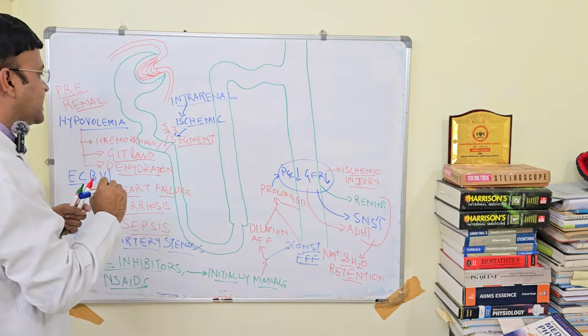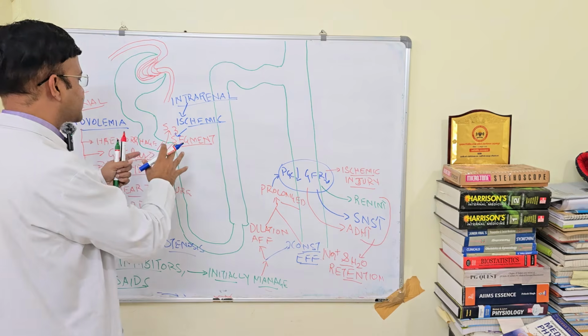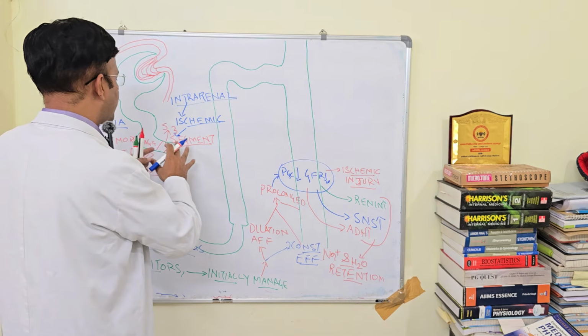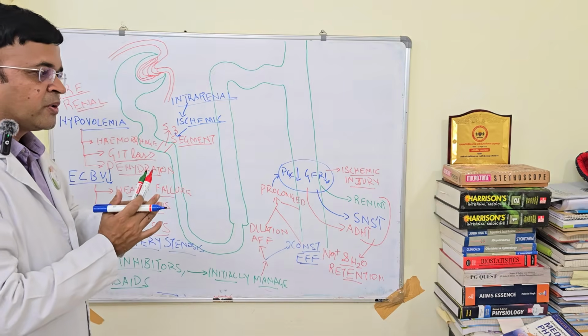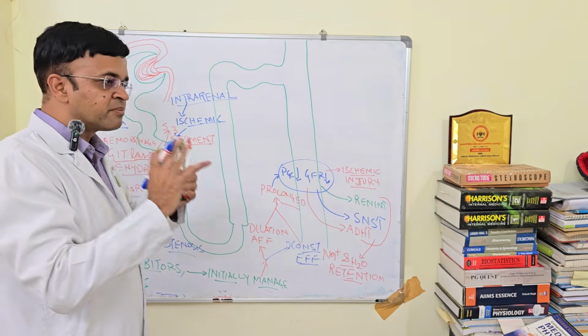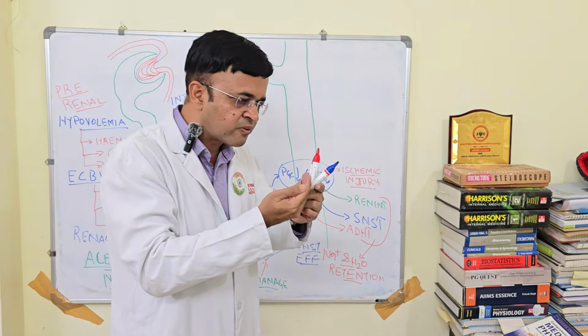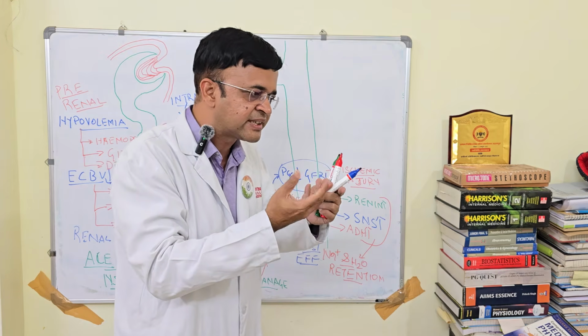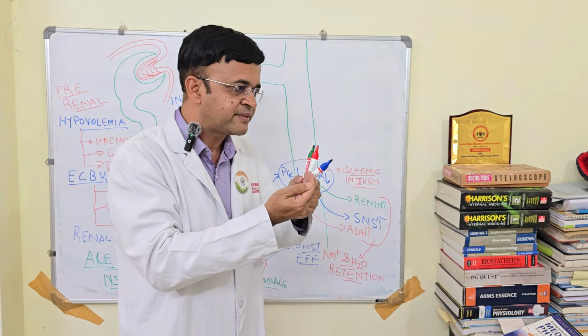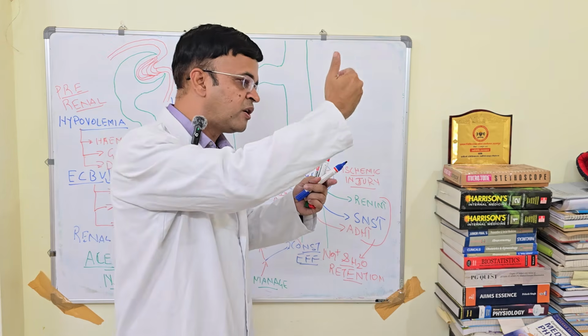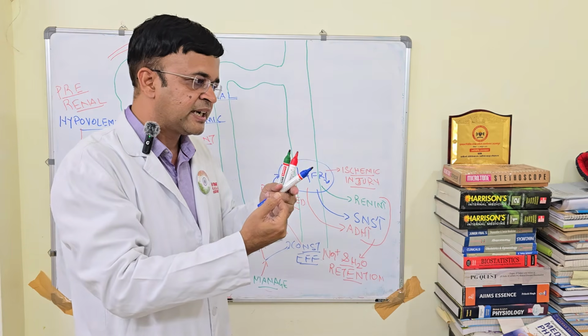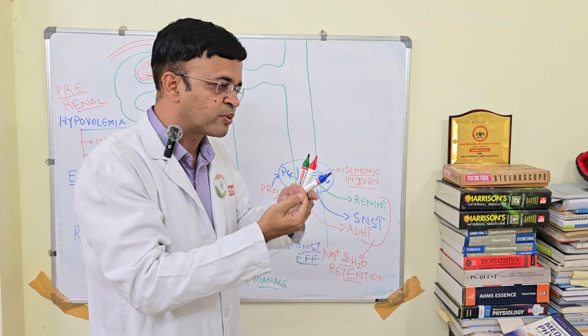Right? And when this S3 segment undergoes hypoxic damage, what will it lead to? Now, even under normal conditions, the PCT is always on the verge of hypoxia because it is metabolically so active. But just in case the blood volume falls, the hypoxia becomes a lot more pronounced.